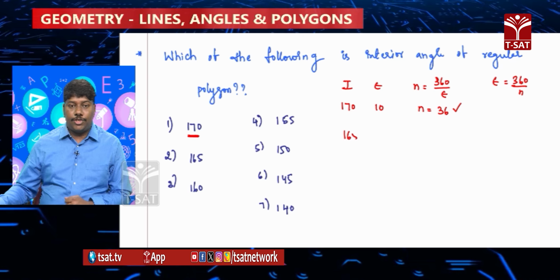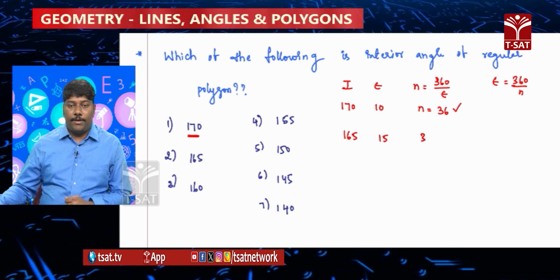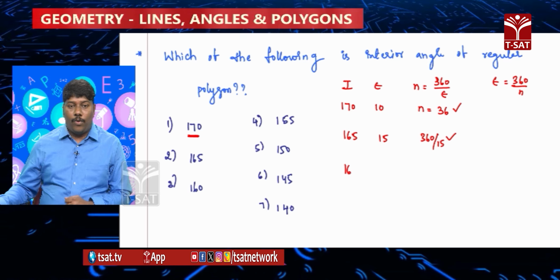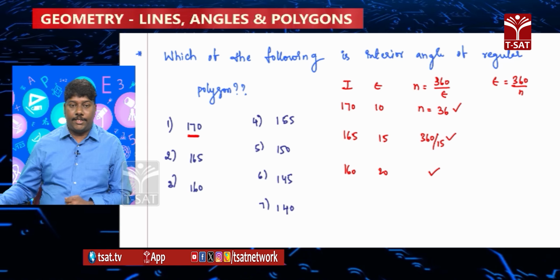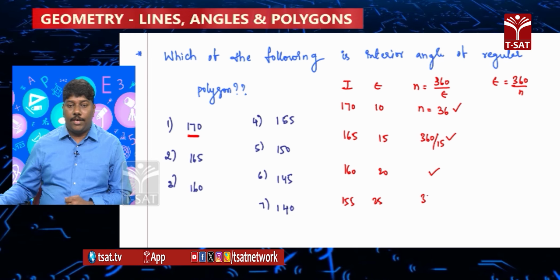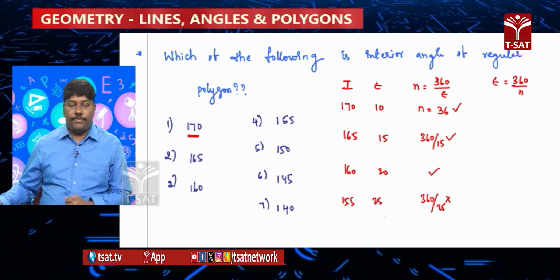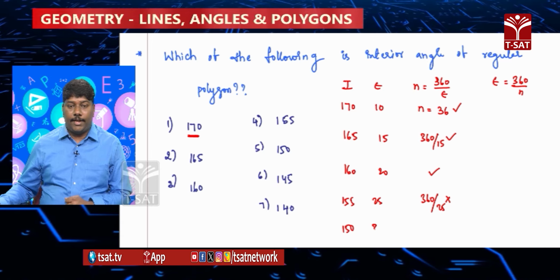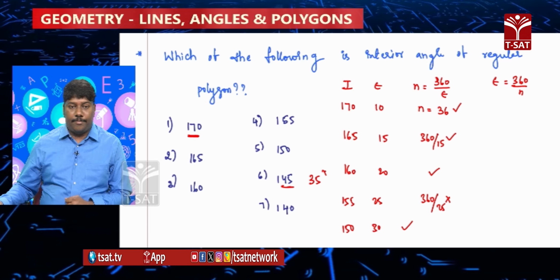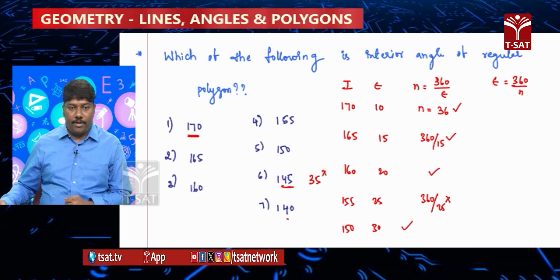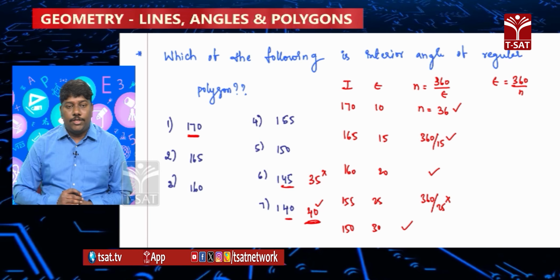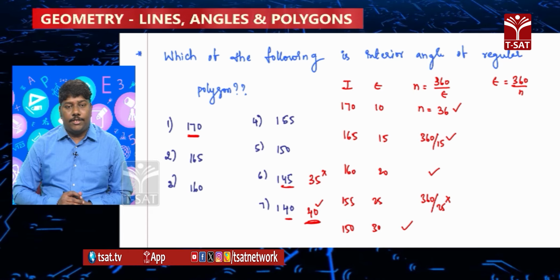If I take 165, it becomes 15. 360 by 15, it is an integer value. Yes, you can accept. 160, 20. Yes, you can accept. 155, which means 25. 360 is not divisible by 25. You cannot accept this. 150, so it is 30. You can accept it. 145, it is 35. You cannot accept because 360 is not divisible by 35. 140 means it is 40. We can accept it.